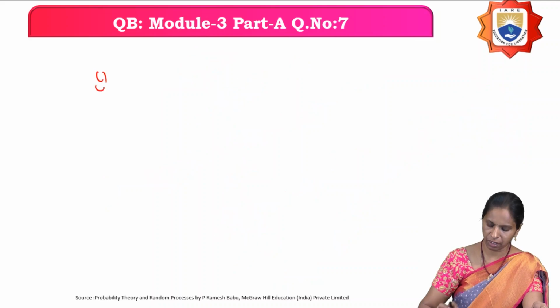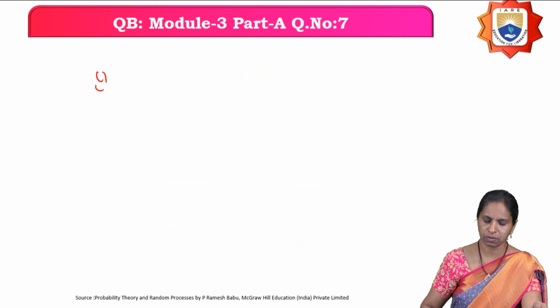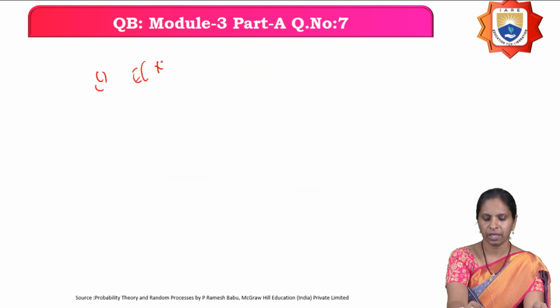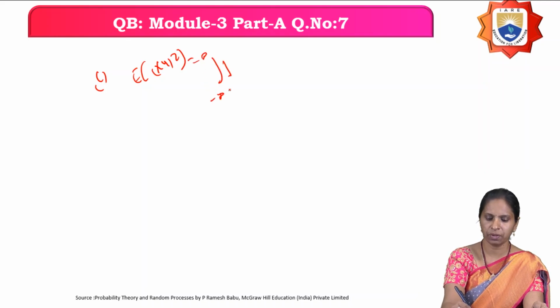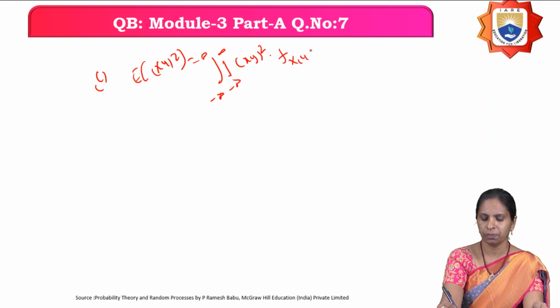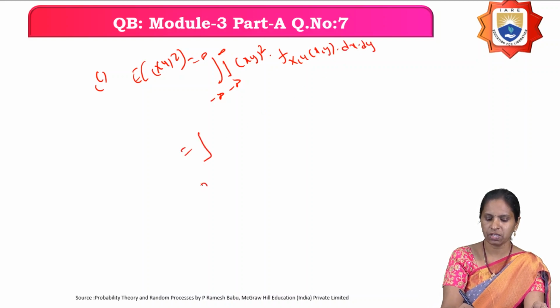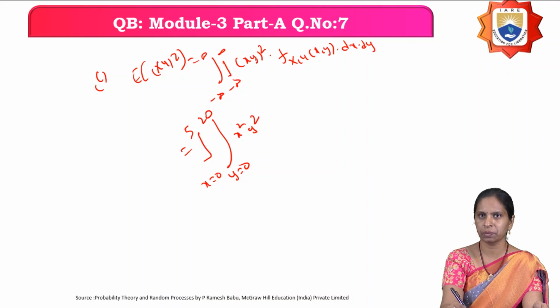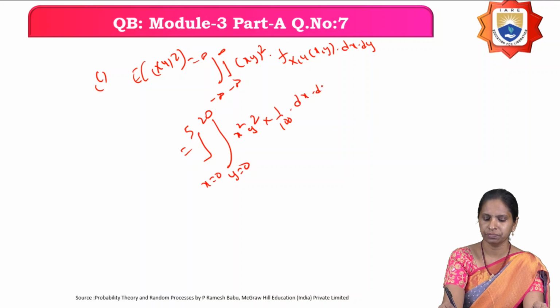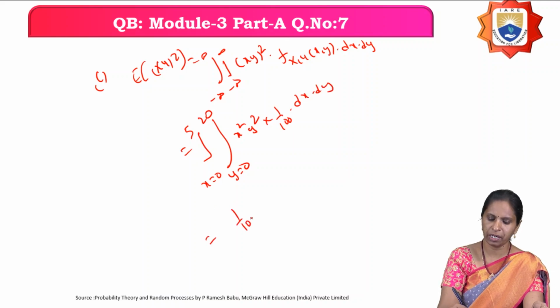And what is the third bit? You have to calculate E of (XY) whole squared. What is E of (XY) whole squared? The double integral from minus infinity to infinity of (xy) whole squared into f_XY(x, y) dx dy, where the limits of x are from 0 to 5 and the limits of y are from 0 to 20. So (xy) whole squared is nothing but x square into y square, into the density function 1 by 100. So if you simplify this, 1 by 100 is constant.